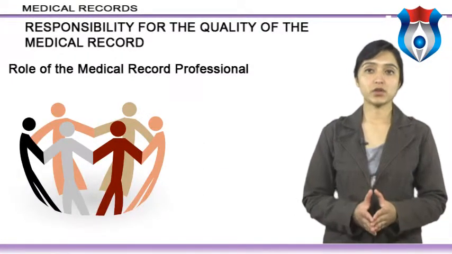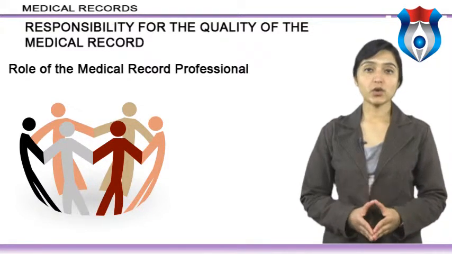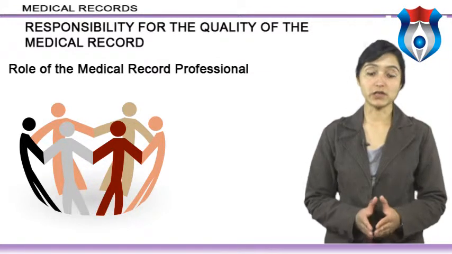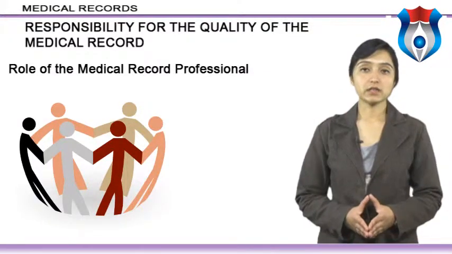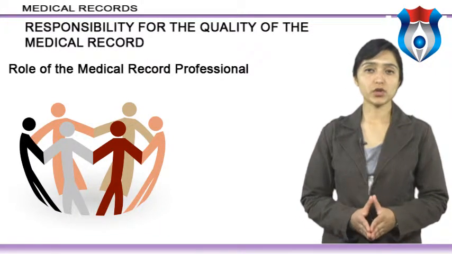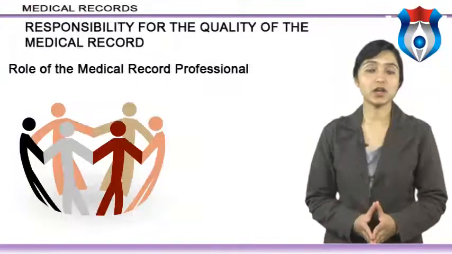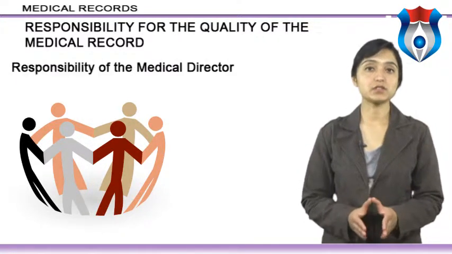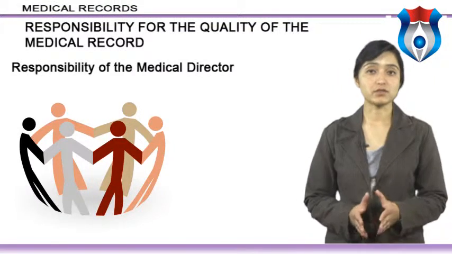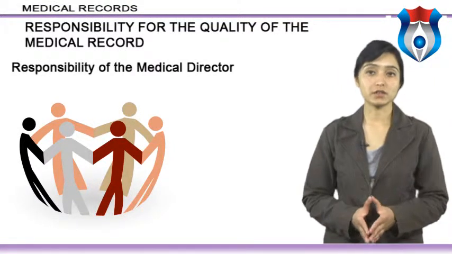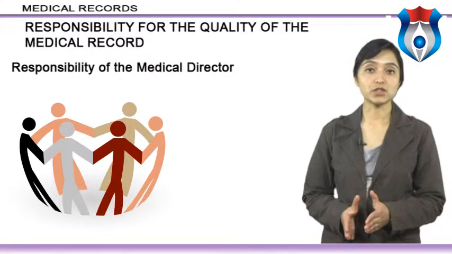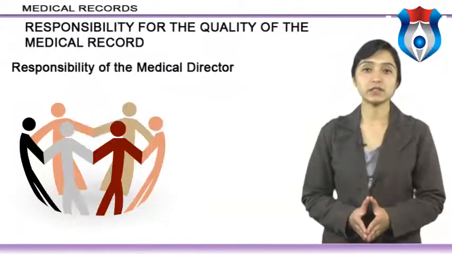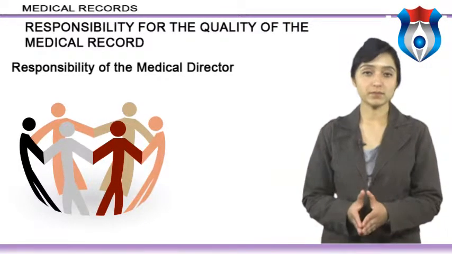Role of the medical record professional. The medical record professional must play an important role in helping the medical staff of the hospital in reviewing the medical records. This is usually done by providing the medical record committee with selected files which carry different kinds of deficiencies and errors. Responsibility of the medical director. The medical director has the responsibility of spreading awareness amongst the medical staff and stressing the importance of maintaining a high quality in the compilation of medical records.